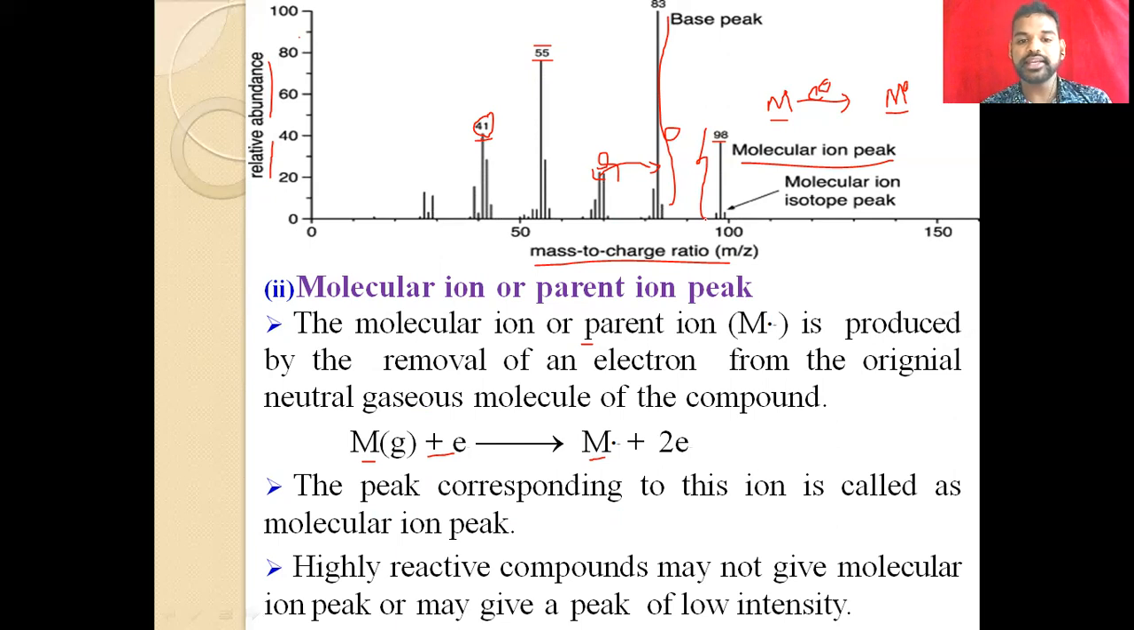And then highly reactive compounds may not give the molecular ion peak, or may give a peak of low intensity. That means if the compound is highly reactive, after the production of the parent ion, it suddenly produces its daughter ions, that is, smaller m, as we already discussed with m1 and m2. So we can expect only a little amount of the parent peak here. Its intensity is lower than the base peak in some cases, not in all the cases. So its peak intensity will vary here.